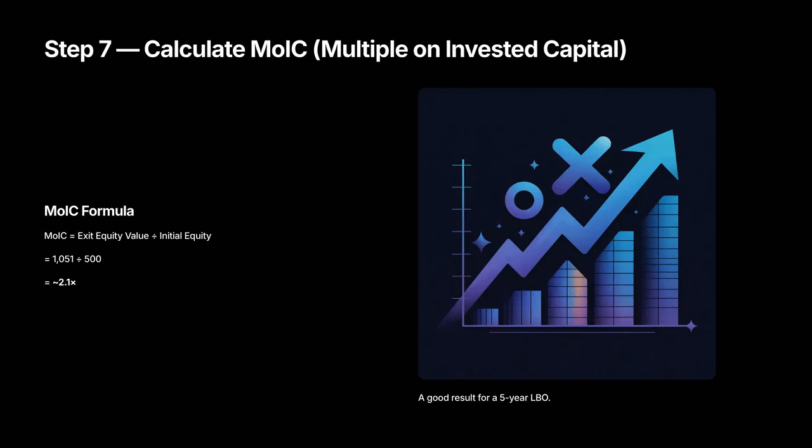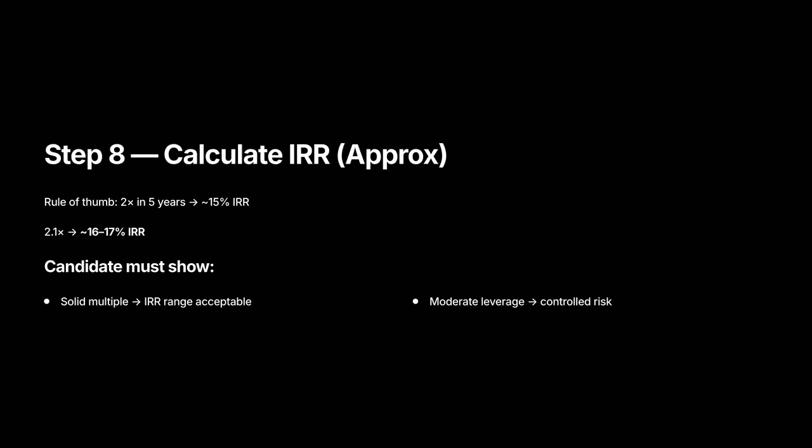Step 7. Calculate MOIC, multiple on invested capital. MOIC equals exit equity divided by initial equity. So, 1,051 divided by 500 equals about 2.1 times. This is a solid outcome for a 5-year LBO. Step 8. Calculate IRR. Use the quick rule of thumb. 2 times in 5 years is roughly a 15% IRR. A bit above 2 times, maybe 16 to 17%. Interviewers don't expect perfection, just directional correctness and confidence.